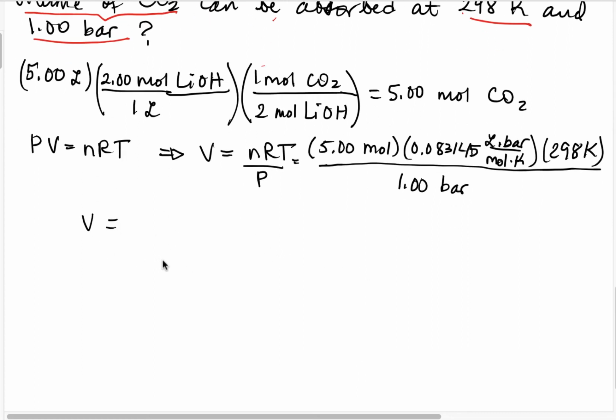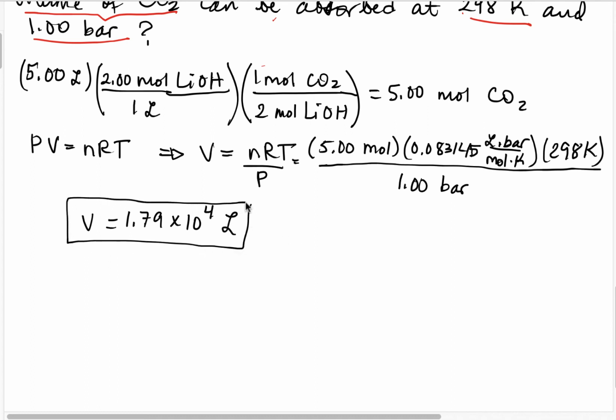So the volume that I calculated was 1.79 times 10 to the 4 liters. So in other words, we have a pretty decent amount of gas that we can go through because this would be pure carbon dioxide, right? All right, so let's go ahead and try another practice problem just to see another different form. And this time I promise we won't calculate volume.